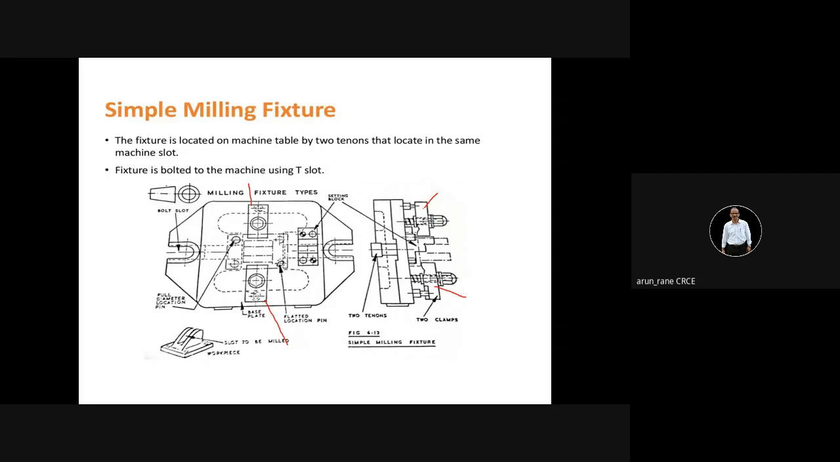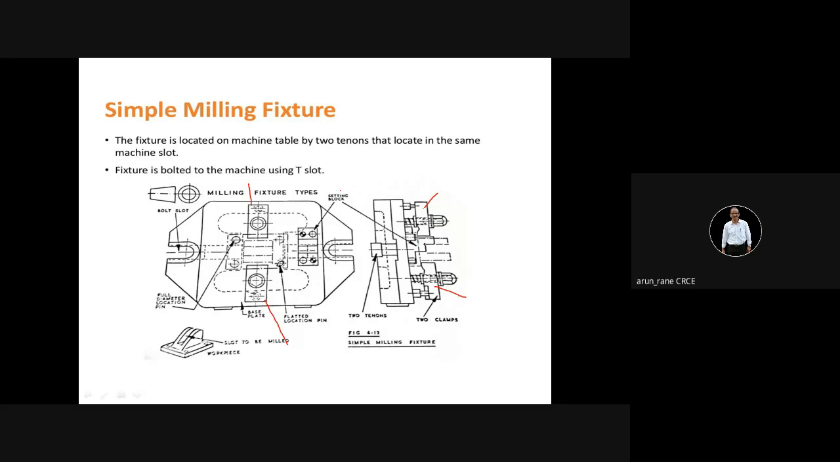These are the locating pins. Two locating pins have been used here. One is this and another is this. Then you have a setting block which is kept on the fixture itself. Setting block is kept on the fixture for setting the cutter.